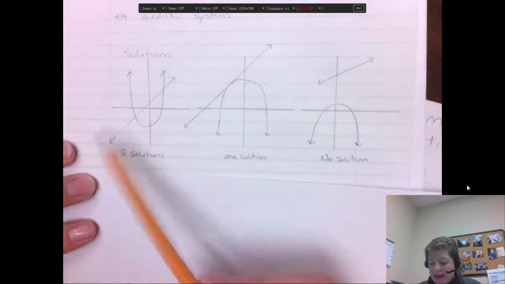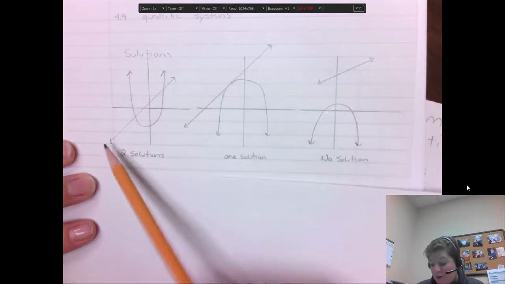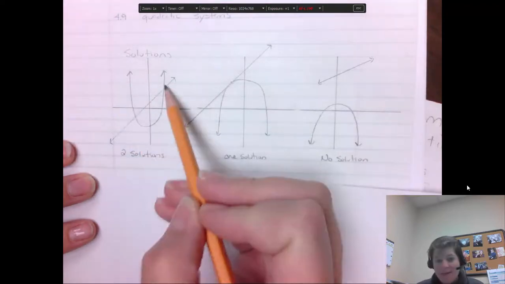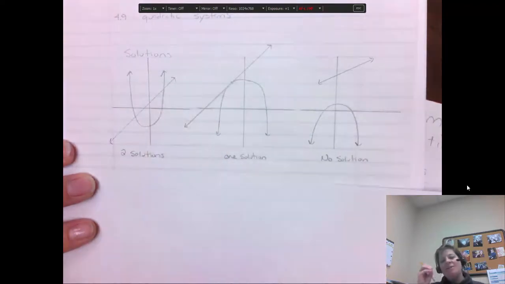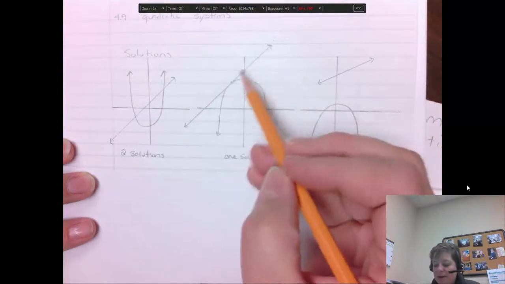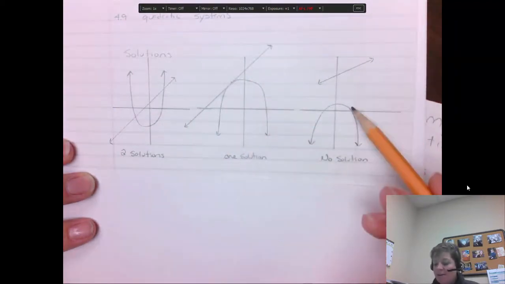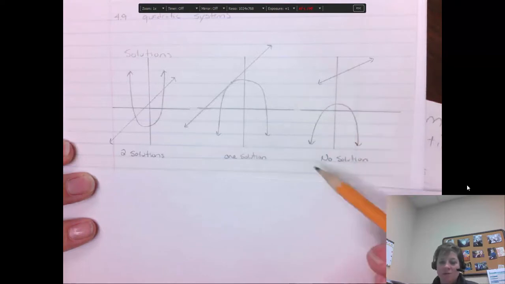So let's look at these three pictures that I drew here for you. If I have a line and a quadratic, a parabola shape, then they could cross in two places and have two solutions, and you have to give the points, the x and the y, at each of those spots. Or the line could barely nick the edge and only touch in one place, or they could never touch at all and have no solution.